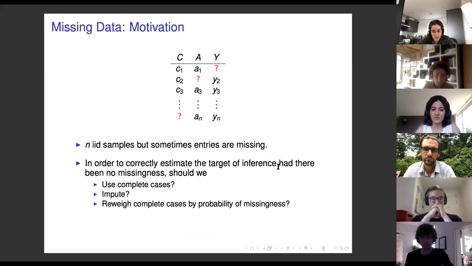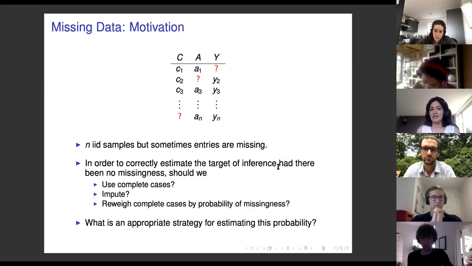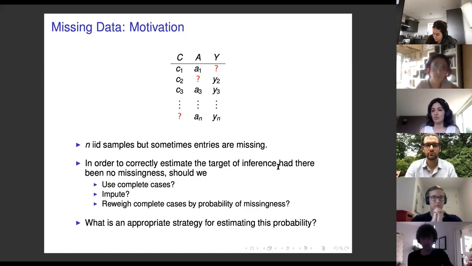But this phrase "had there been no missingness" is reminiscent of how we think in causal inference in the language of counterfactuals. One way people get around the fact that we can't observe multiple counterfactuals for each individual, in order to find the average causal effect, is to reweigh their data by the propensity score, which is the probability of the treatment given the covariates, and calculate their effect. So maybe a more reasonable thing to do here is to reweigh complete cases by the probability of missingness. But the question is, what is an appropriate strategy to find and estimate these probabilities?